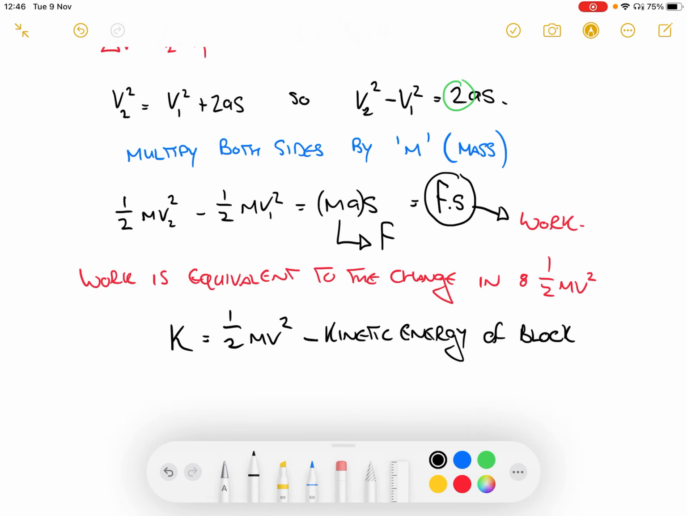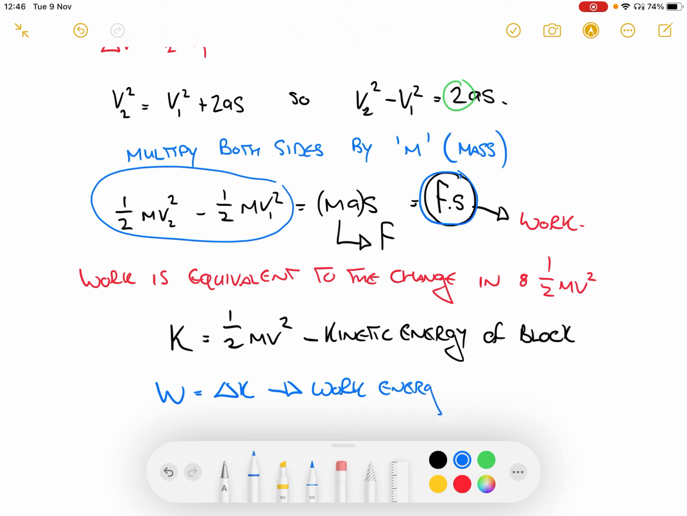And now what we've proven with this is that W, the work done, is equal to delta K. So the work done, which we had over on the right-hand side up here, and the change in the quantity 1/2 mv squared, which is what we had on the left-hand side up here. We've proven that the work done on an object is equal to the change in its kinetic energy. Because the velocity has changed between v1 and v2, that means the kinetic energy has changed, and that change in kinetic energy is equivalent to the work done on that object, and that's what we call the work energy theorem. Nothing to be too afraid of.